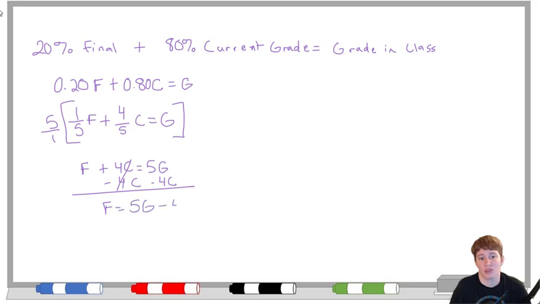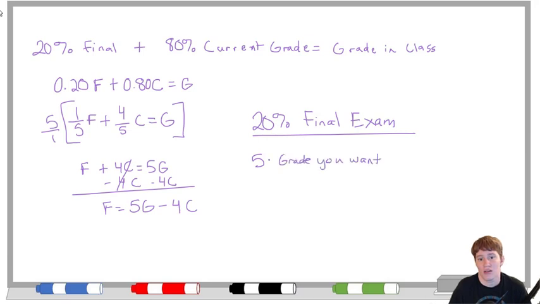This formula is specifically for if you have a 20% final. I want to say that that's probably one of the most common ones you would come across. For a 20% final exam, the formula you can use is 5 times the grade you want in the class. Okay, so instead of using a variable, I'm actually writing it out there to make it really plain and simple what you plug in there. So 5 times the grade you want minus 4 times your current grade.